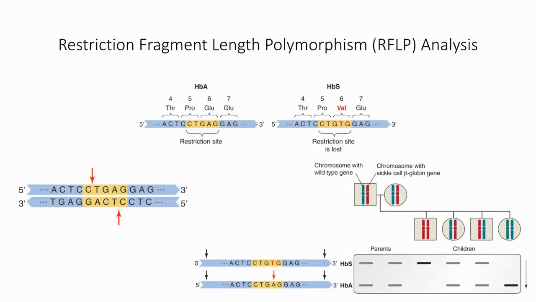Basically, the RFLP analysis is performed when the genomic DNA is collected and then digested with a specific restriction enzyme, followed by gel electrophoresis. And then the gel is subjected to Southern blot analysis.